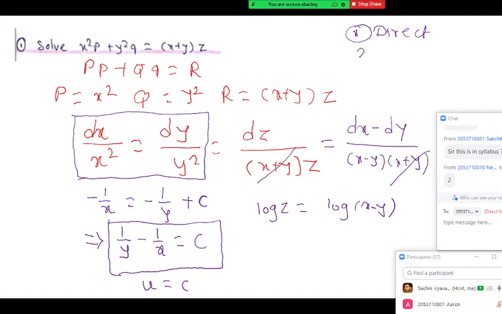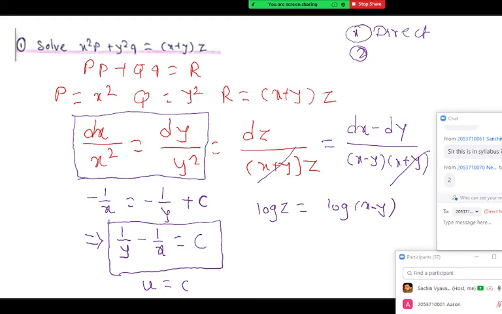The second way is a multiplier. A multiplier will work provided you multiply something. Suppose we are multiplying A, B, C to the first, second, and third ratio. By multiplying A, B, C to the first, second, third ratio, we should get ax square plus by square plus c into this function should be 0. But does any A, B, C exist, constant or variable, by multiplying which we can make this denominator 0?